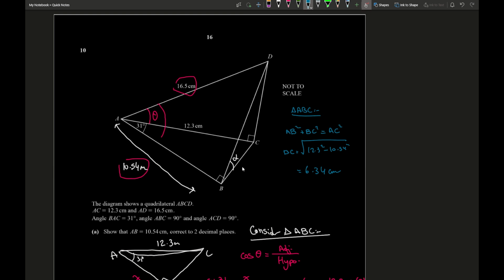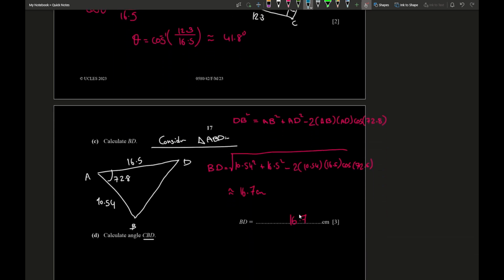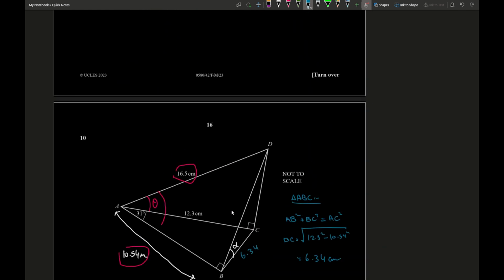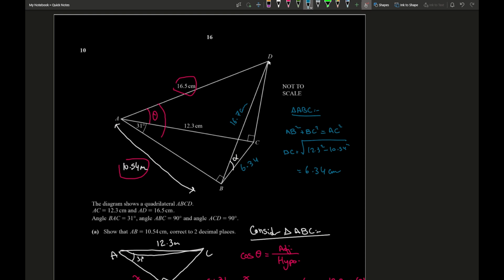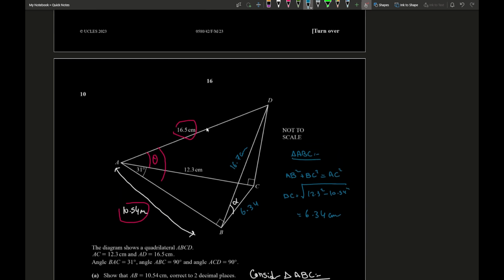So we found BC, which is 6.34, and we also said BD is equal to 16.7 centimeters. The last thing we need to find is side CD. How do we find it? Well, we'll consider triangle ACD. We're given two sides, so the Pythagorean theorem again to find side DC. So let's write here on the side, triangle ACD.